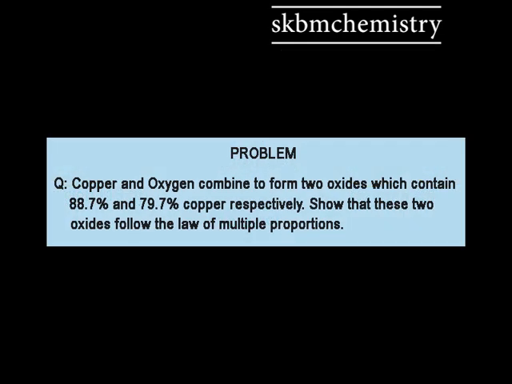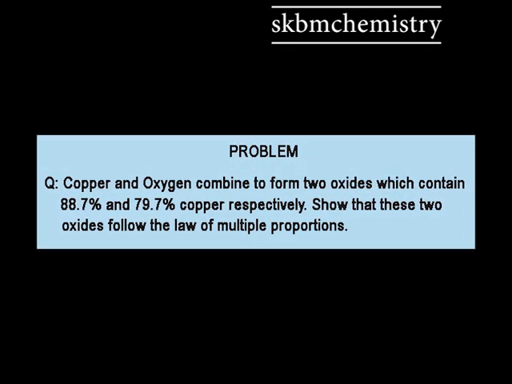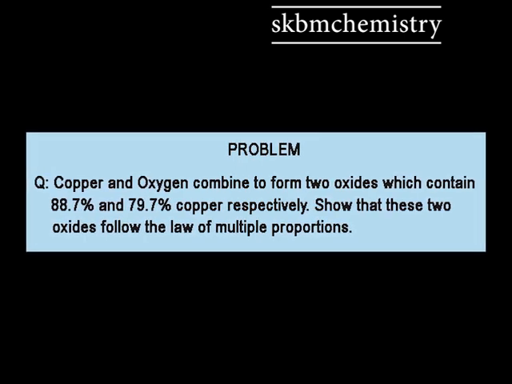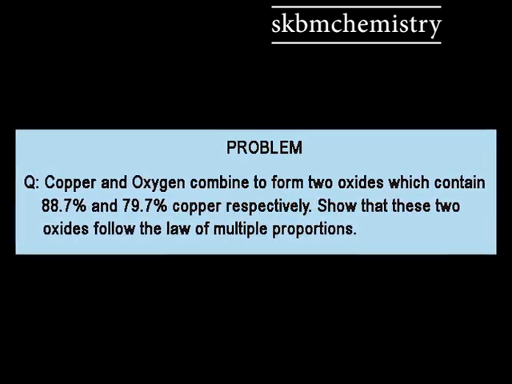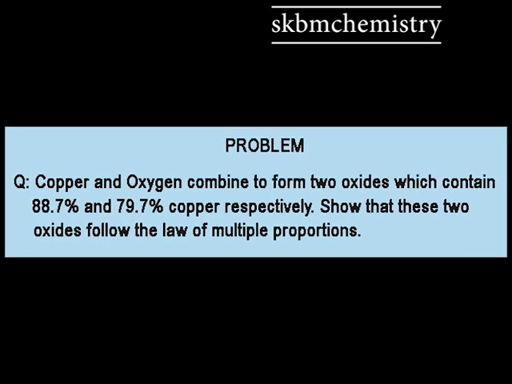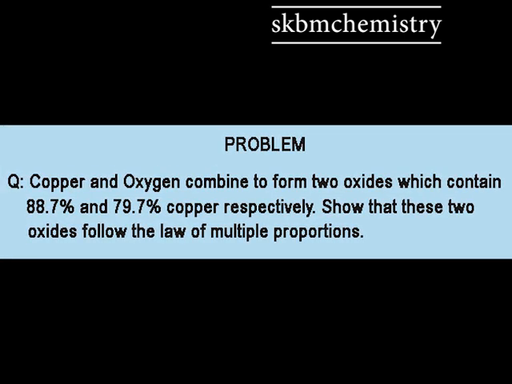Now we will see a problem from this area, law of multiple proportions. The problem given is copper and oxygen combine to form two oxides which contain 88.7% and 79.7% of copper respectively. We have to show that these two oxides obey the law of multiple proportions. So first we will take the first oxide.